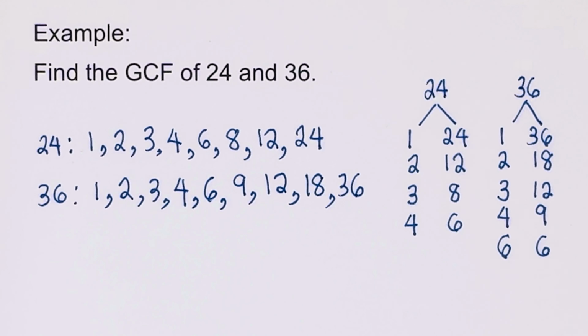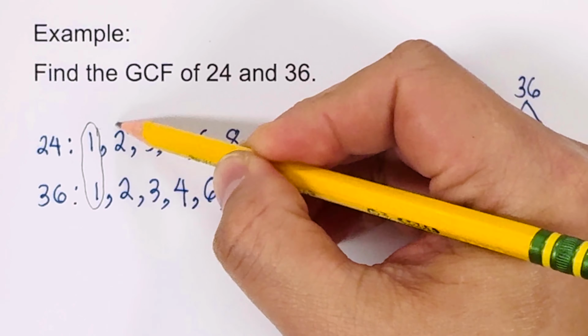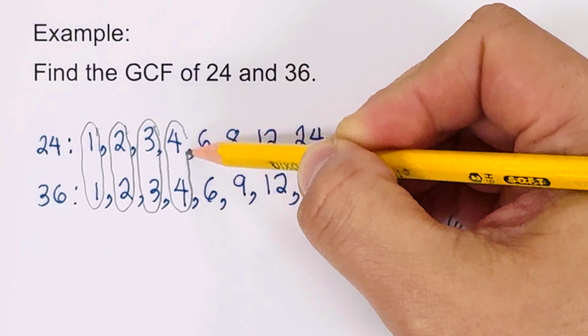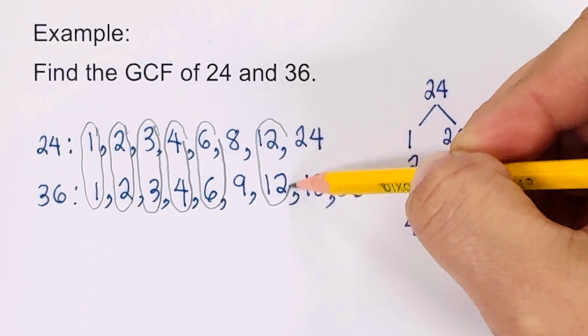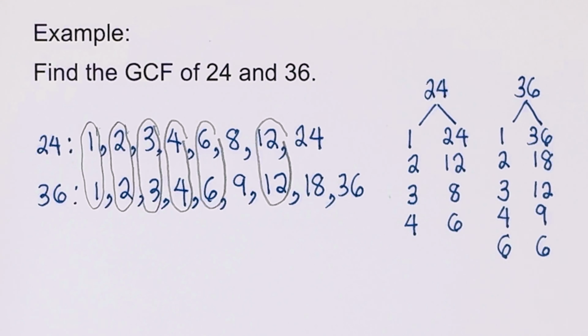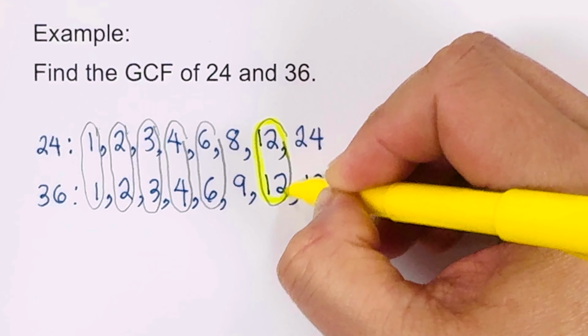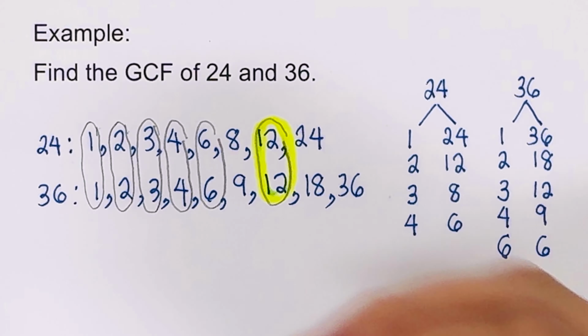Looking at this, the common values are 1. So we have 1 common to both of them. 2 is also common to both of them. We also have 3. We also have 4. We also have 6. We also have 12. And since we're looking for the biggest number among these circled numbers right here, we can therefore say that the GCF of 24 and 36 is 12, because that's the biggest number of all these 6 numbers here. So I'm going to write that down here.